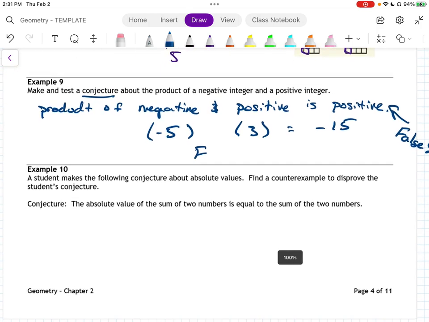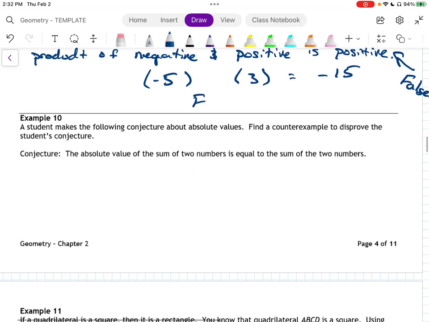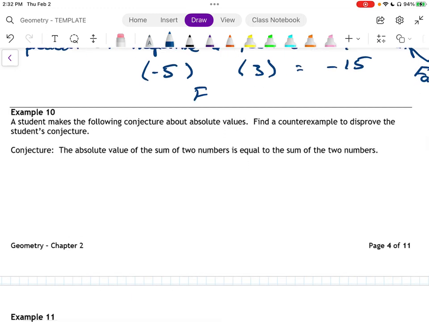All right, let's look at example 10. A student makes the following conjecture about absolute values. Find a counterexample to disprove the student's conjecture. All right, so someone else made a conjecture, and we're right now telling them, no, you're wrong, and here's why you're wrong. The absolute value of the sum of 2 numbers is equal to the sum of the 2 numbers. All right, so let's think about this. We have this piece and then this piece.